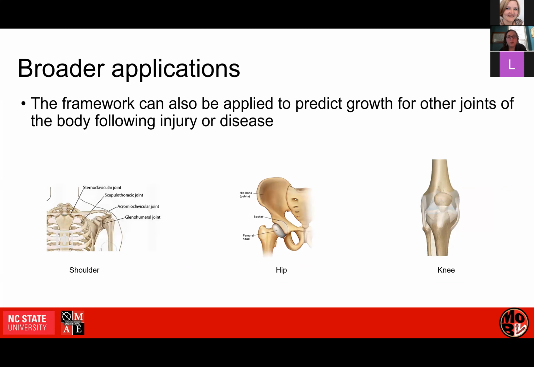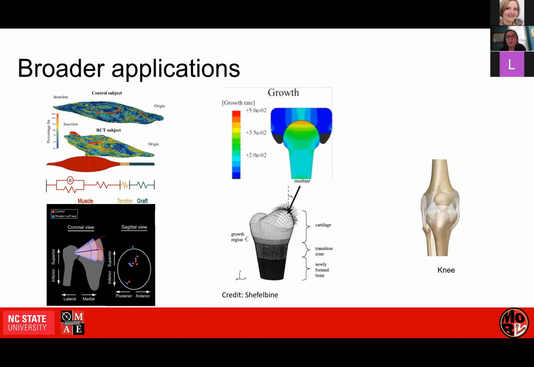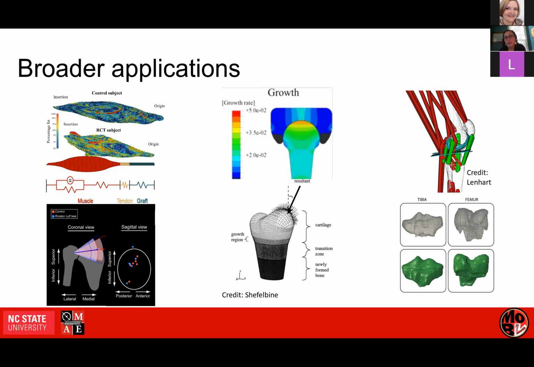Similarly, we're really focused on the shoulder today, but there are many joints that have similar clinical considerations, and we have looked carefully at the shoulder and rotator cuff. Others have used similar approaches to consider hip dysplasia in developing infants, and we have been working with Matt Fisher in BME to look at the development of the knee and made similar predictions for knee growth.